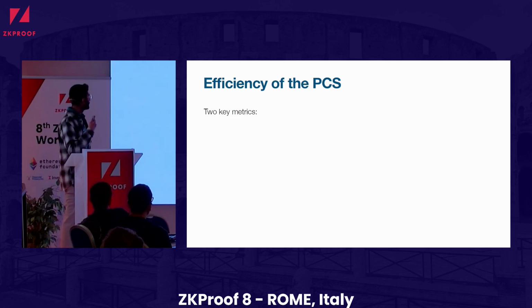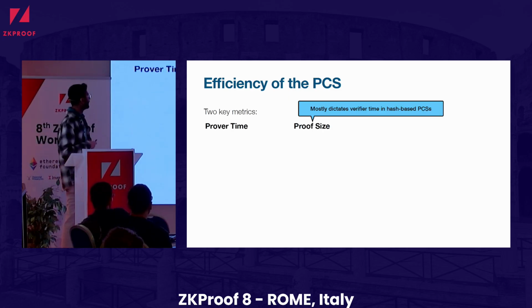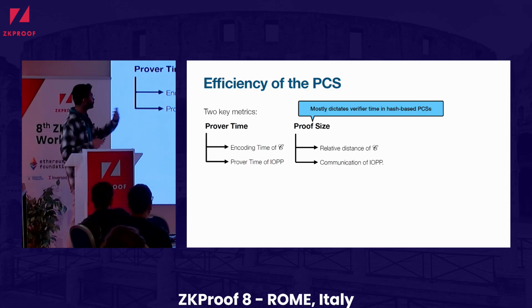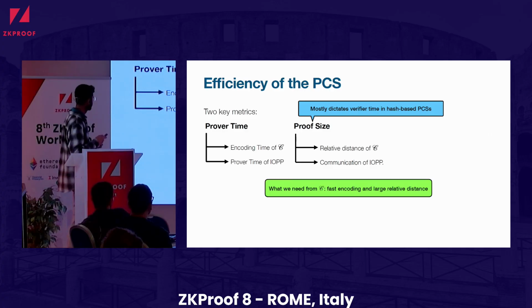OK, so the two key metrics of a PCS that everyone cares about are prover time and proof size. The proof size in most hash-based PCSs in some ways dictates the verifier time as well. So we can think of the proof size as a reasonably good proxy for the verifier time. For the prover time, the two factors that contribute are the encoding time of the error-correcting code and the prover time of the IOPP. For the proof size, you have the relative distance of the code and the communication of the IOPP as the two key contributing factors.